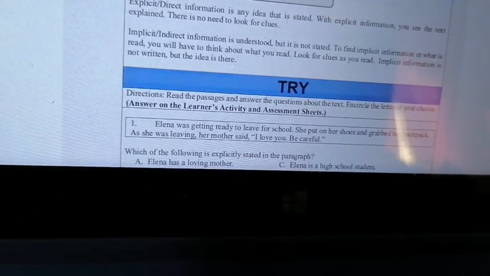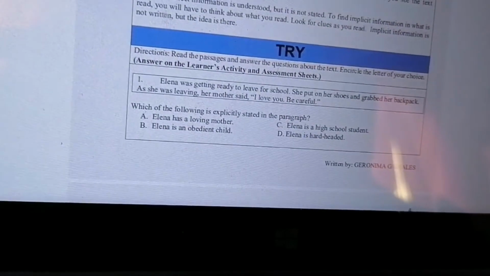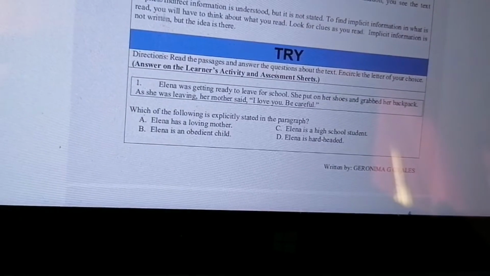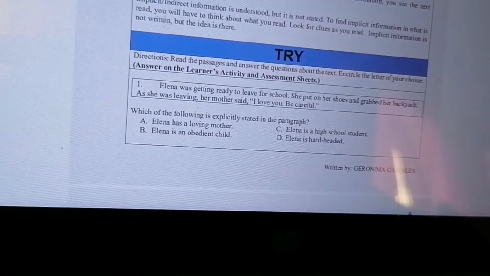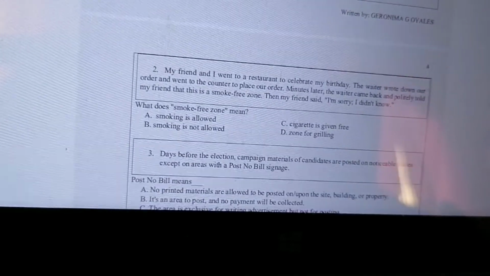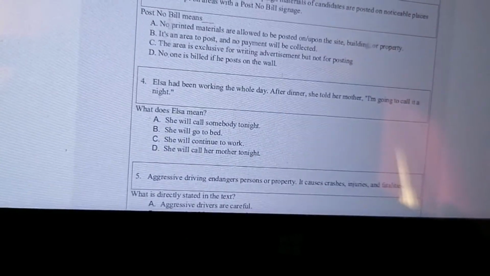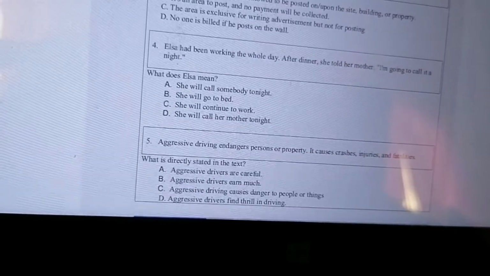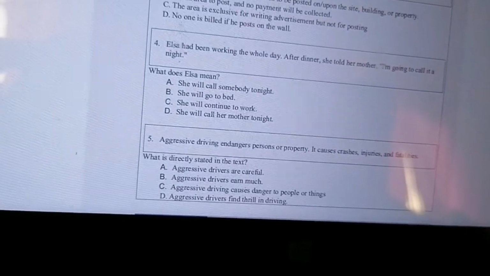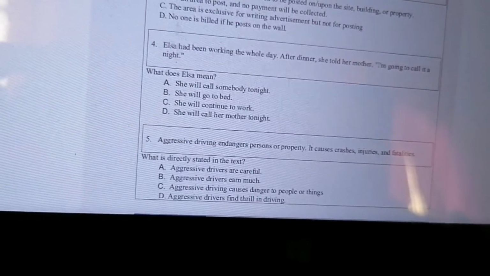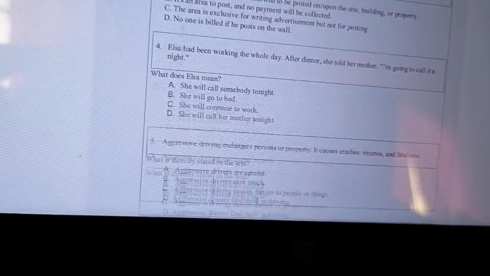Okay? So the last but not the least is try. Read the passages and answer the questions about the text and circle the letter of your choice. Answer on your yellow pad paper. So this is only 1 of 5 items. So for number 1, if your answer is letter A, then you only write letter A. Okay? So that is it for grade 10, quarter 1, week 4.1. Okay, so I hope you understood that one.